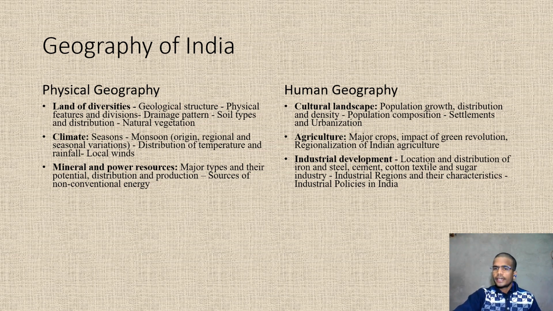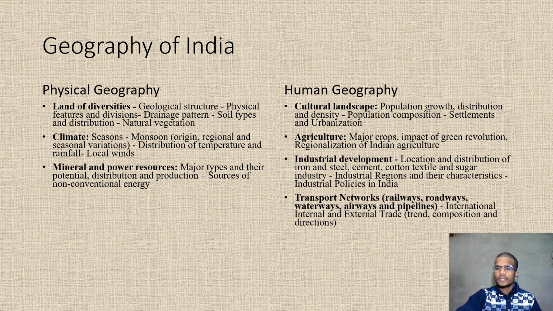Okay. Agriculture, so major crops, impact of green revolution, regional classification of India based on agriculture by Planning Commission, that you can study here. Industrial development, location and distribution of iron and steel, cement, cotton textile and sugar industry, and industrial region, different industrial regions of India that you can study here.